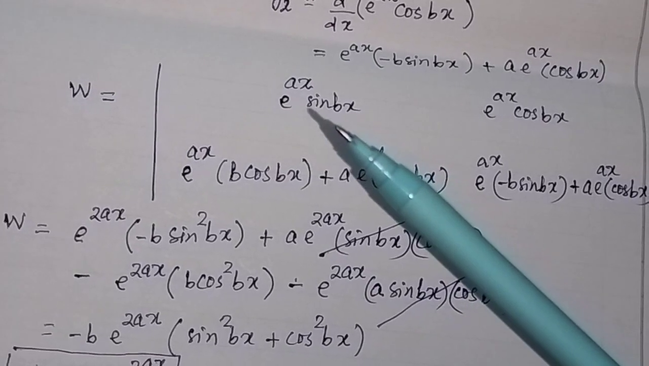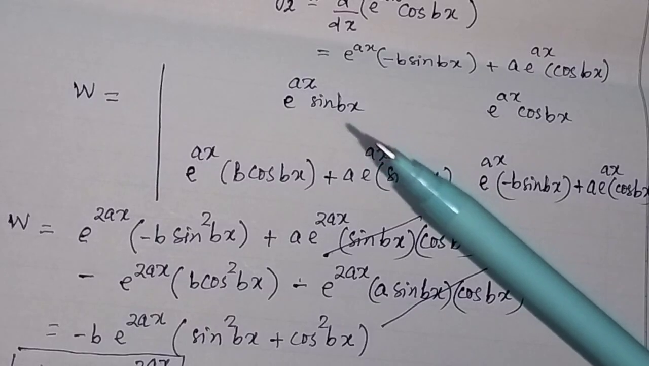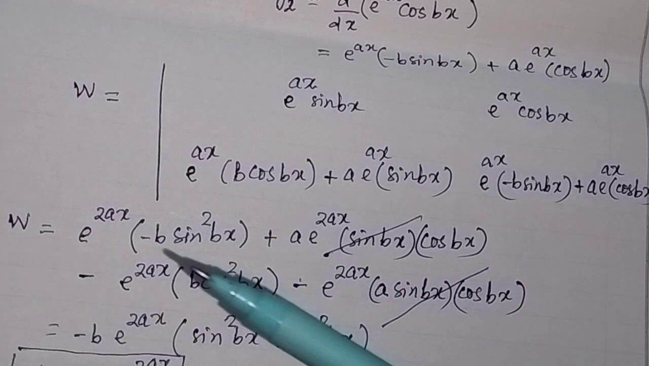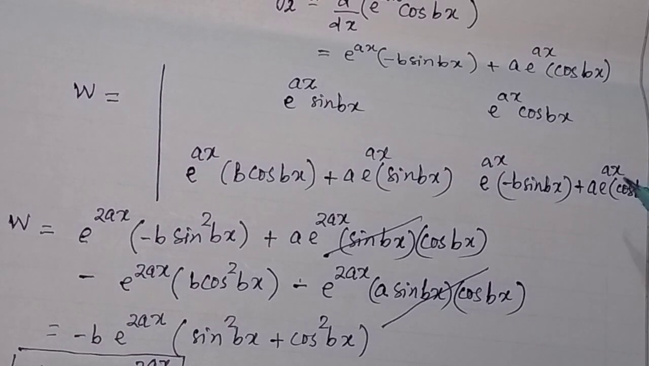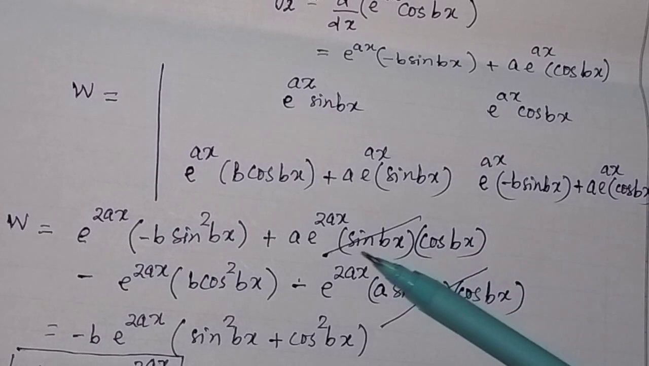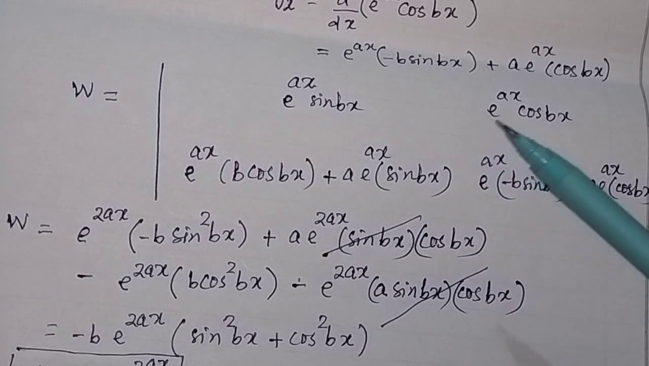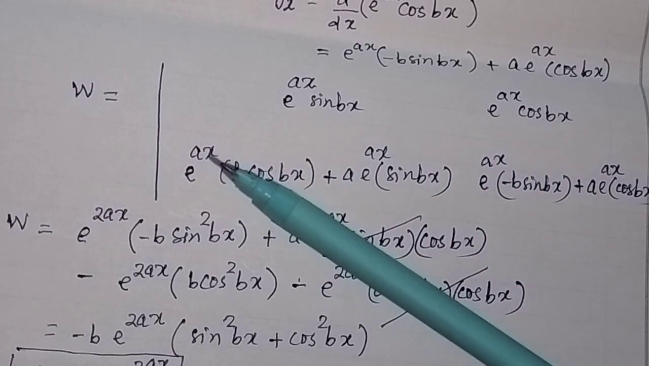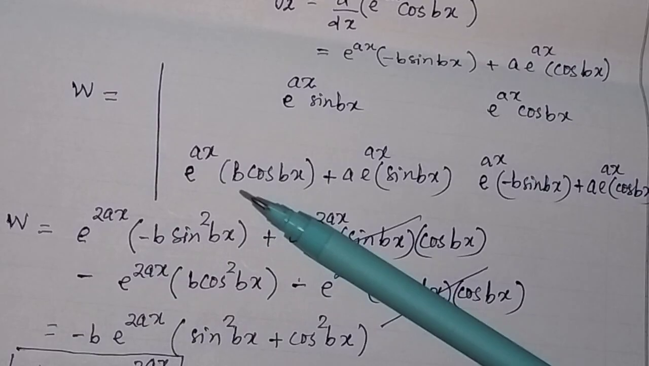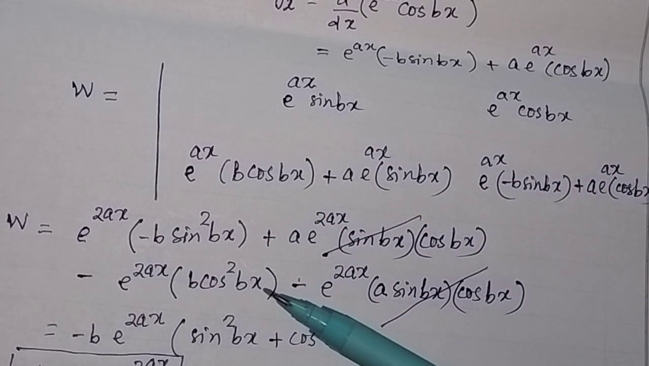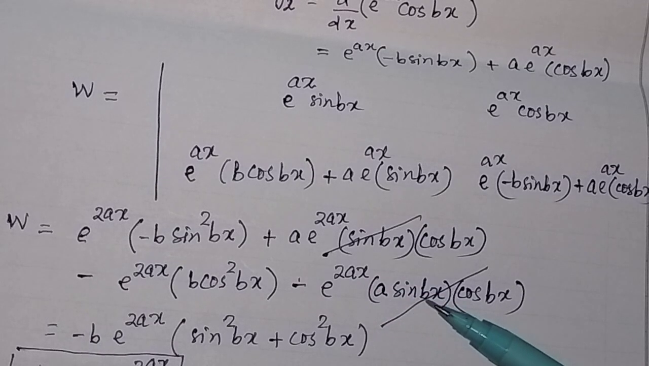To find the determinant, you first multiply e to the power ax by e to the power ax, that is e to the power 2ax, then sin bx multiplied by minus b sin bx, so minus b sin square bx, then multiply e to the power ax with this term, e to the power ax into cos bx. This will be equal to a e to the power 2ax into sin bx into cos bx. Then we multiply the other two terms: e to the power ax cos bx multiplied by e to the power ax b cos bx, so minus e to the power 2ax b cos square bx, then multiply this with this, so minus e to the power 2ax a sin bx cos bx.